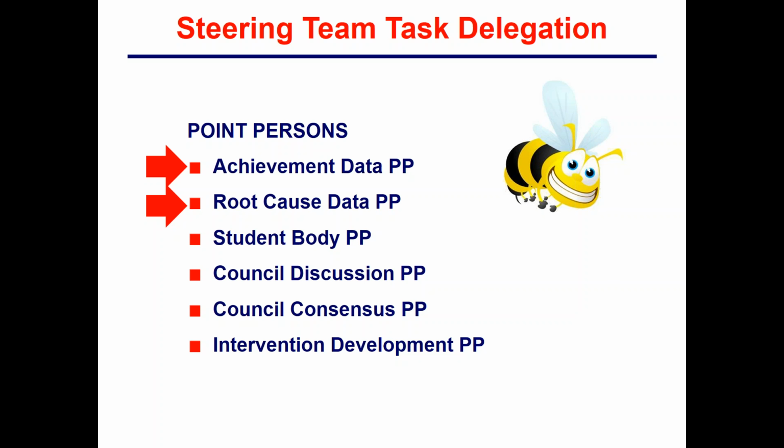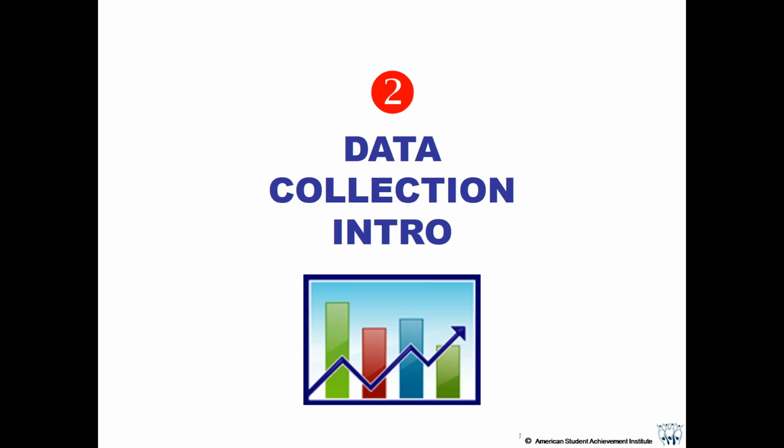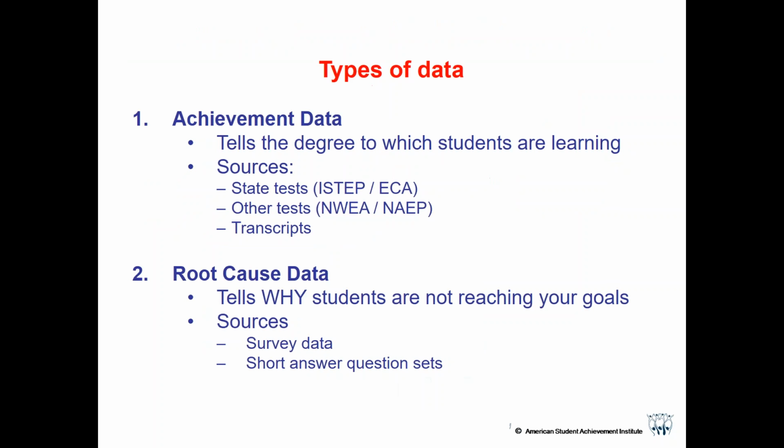Again, if you're that person, make sure that you understand how to collect this root cause data. Now, I want to emphasize that the 2 people who are in charge of this will not be doing all of the work. They're going to delegate tasks so that everybody has a role to play. We'll give you some ideas about how you might delegate this data collection. That's why we're having the entire steering team watch this video, because you're all going to play a role under the direction of the achievement data point person and the root cause data point person in collecting this data.